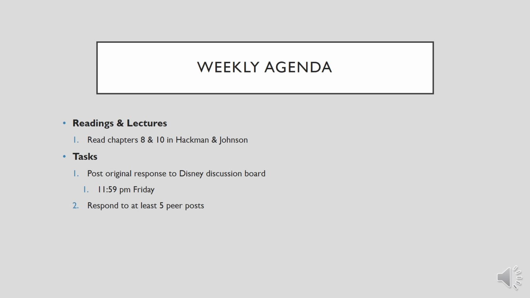So it doesn't mean that you simply issue a response to every member in your group, and if you only have 4 group members, you're not able to meet that 5 peer posts. Just think of them as 5 additional posts, right? So hopefully that will clarify things. And again, those 5 additional posts must be completed by 11:59 on Sunday evening.